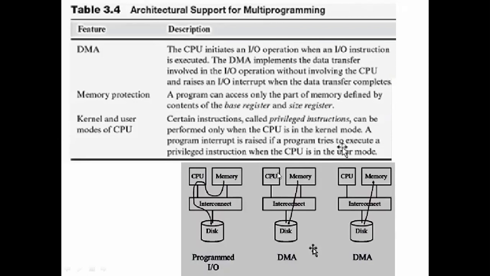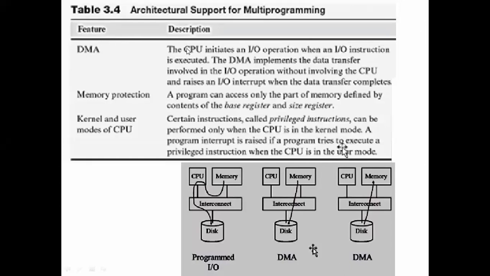This means I can make use of the CPU for some other process execution. Hence we are not involving the CPU in the data transfer between memory and disk or from disk to memory. This sort of data transfer we call direct memory access. And this particular technique will be used in the multi-programming concept.